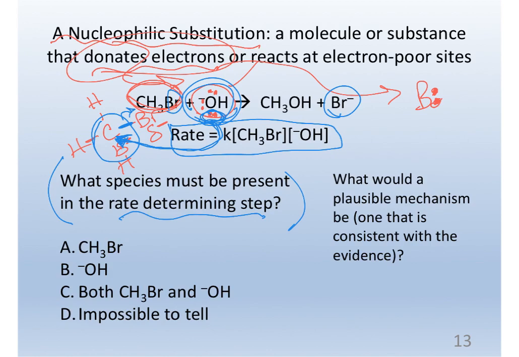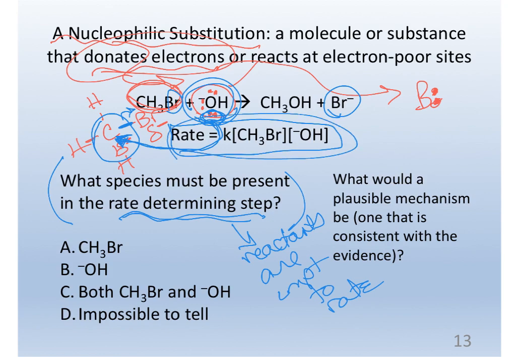Now, if a step is rate determining, that means that the reactants in that step are important to the rate of the reaction. So look at the rate law. What are the species that affect the rate of reaction? Methyl bromide and hydroxide, both of them. Since they're both in the rate equation, that means they are both in the rate determining step. If a substance is not in the rate determining step, it is not going to show up in the rate law.